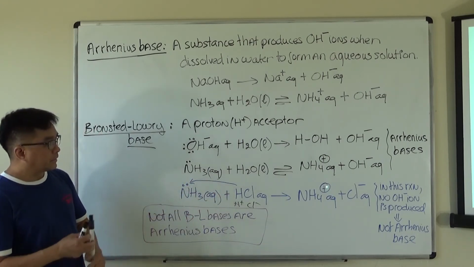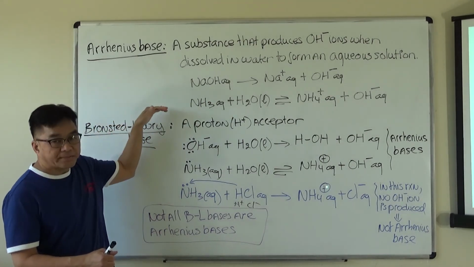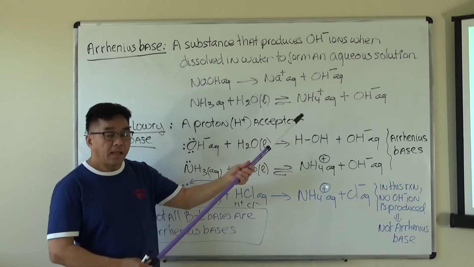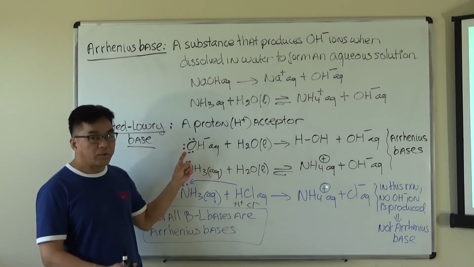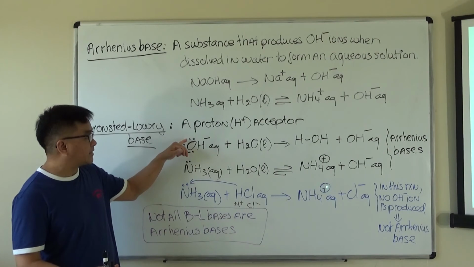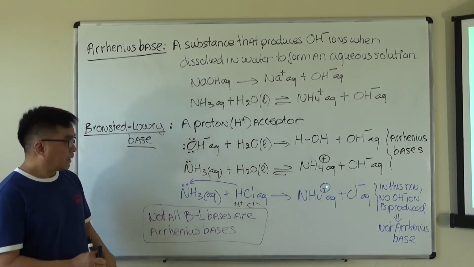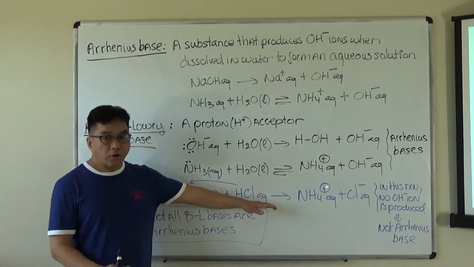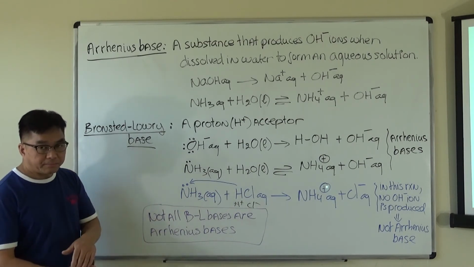Okay, so now we can say that all Arrhenius bases are Brønsted-Lowry bases, because all Arrhenius bases produce hydroxide, and hydroxide has a lone pair of electrons. It can accept a proton. Any Brønsted-Lowry base must have at least one lone pair of electrons to accept a proton, because it's a proton acceptor. But in this example here, it doesn't produce hydroxide, so this Brønsted-Lowry base in this particular reaction does not act as an Arrhenius base.